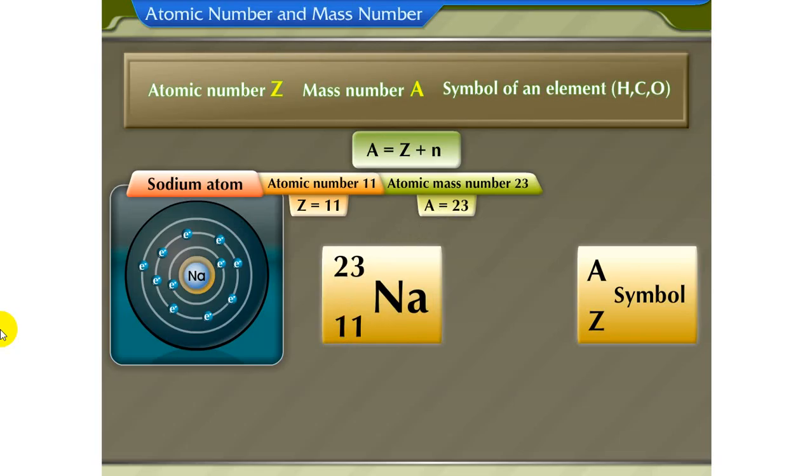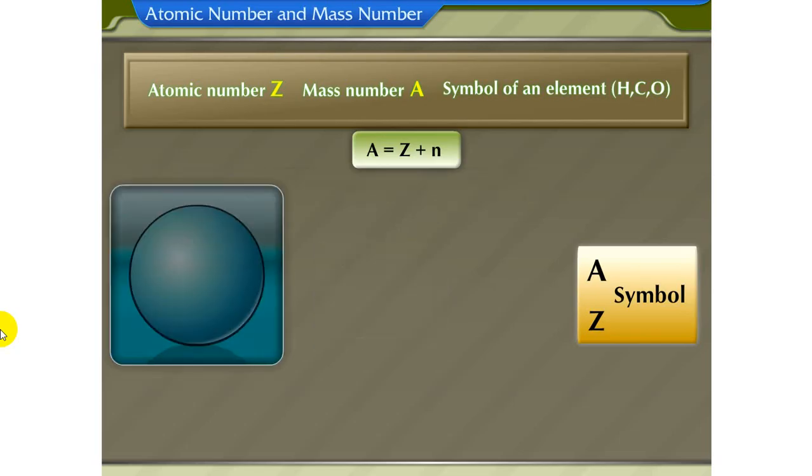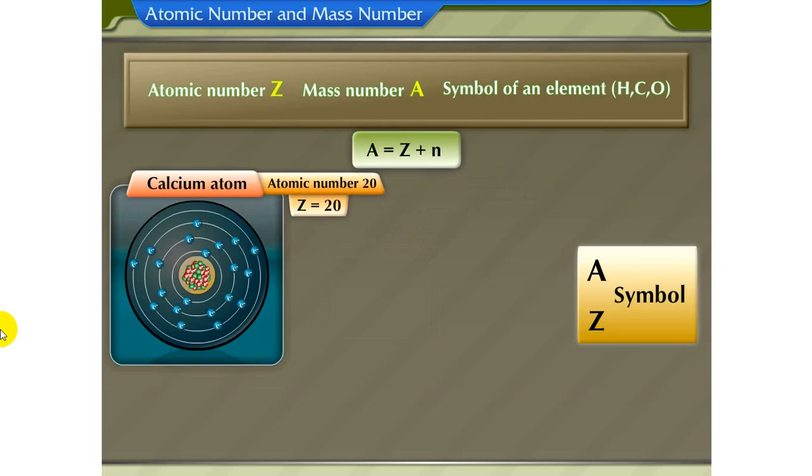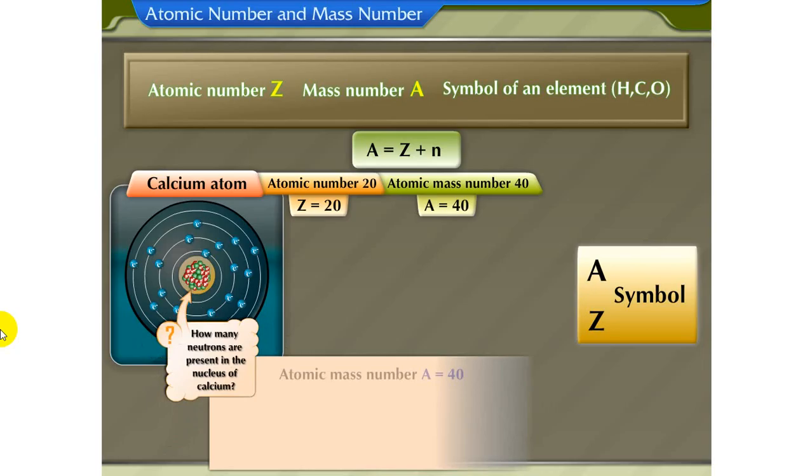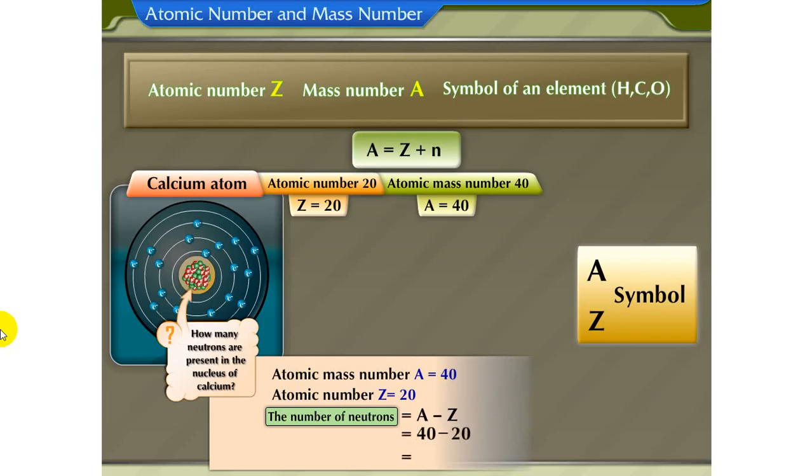Let us take another example. The atomic number of calcium is 20 and its atomic mass number is 40. How many neutrons are present in the nucleus of calcium? Here, atomic mass number A is equal to 40 and atomic number Z is equal to 20. So, the number of neutrons is A minus Z. This is equal to 20.